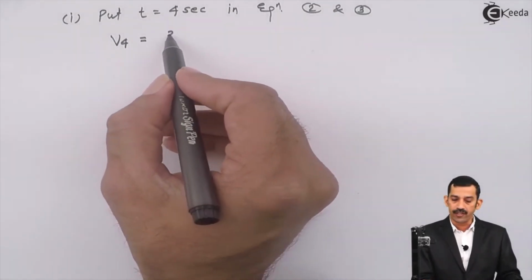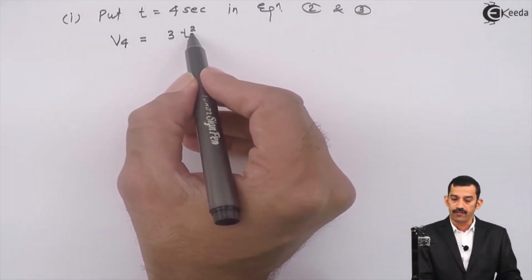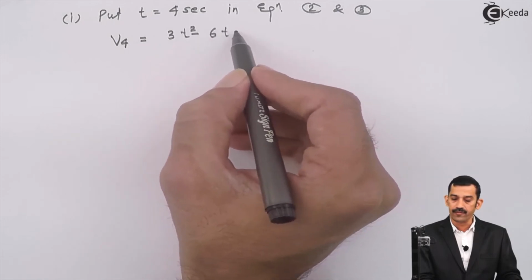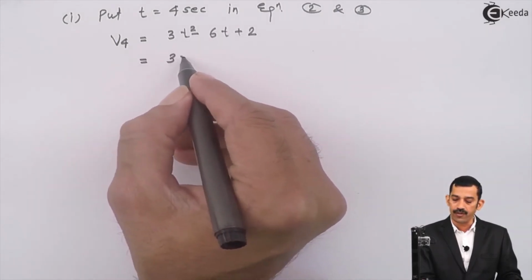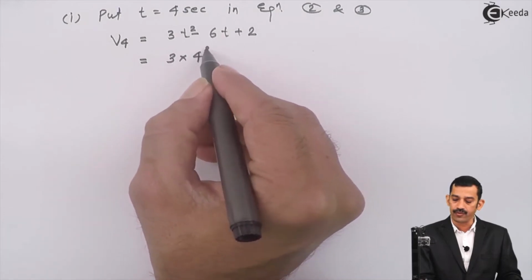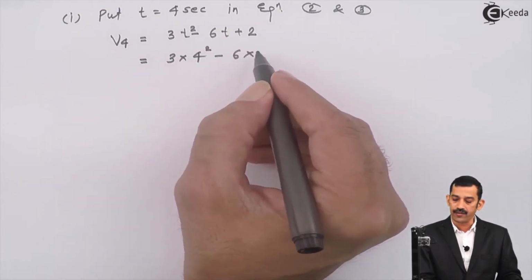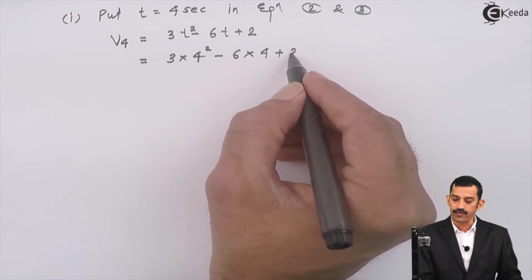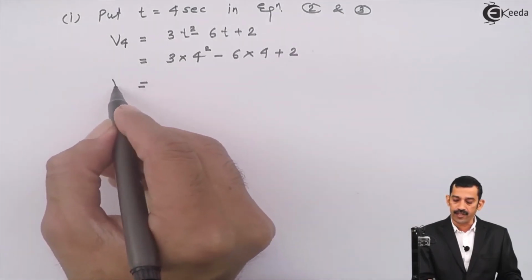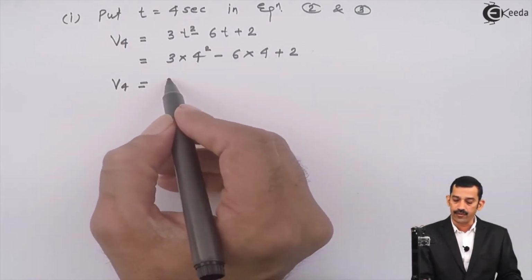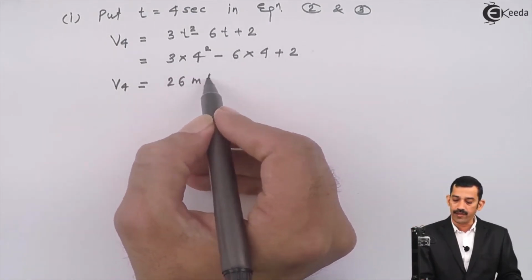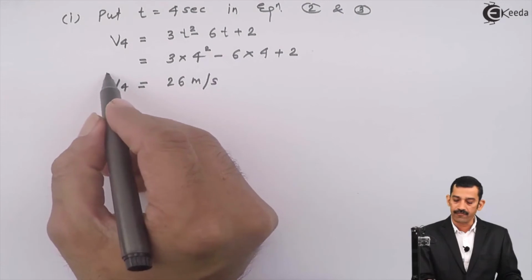Our equation is 3t square minus 6t plus 2. Now if we put the value of t as 4 seconds, this becomes 3 into 4 square minus 6 into 4 plus 2. That means we will get the velocity after 4 seconds. If we calculate using a calculator, the answer comes out to be 26 meters per second. This is our first answer.